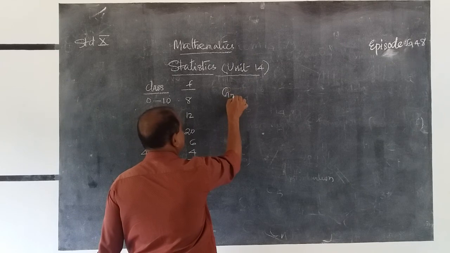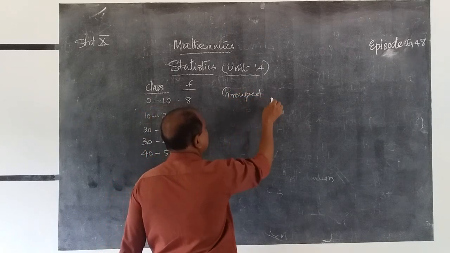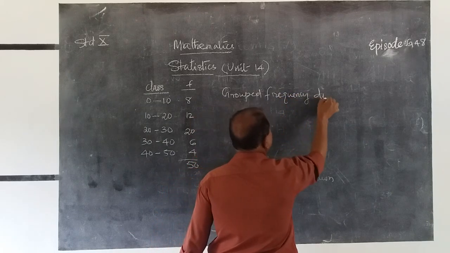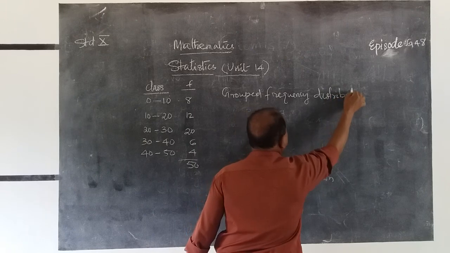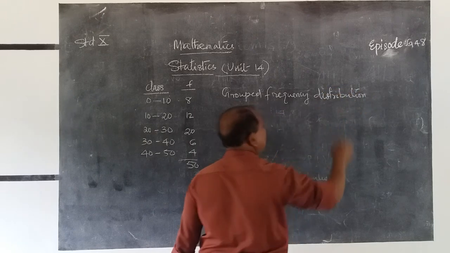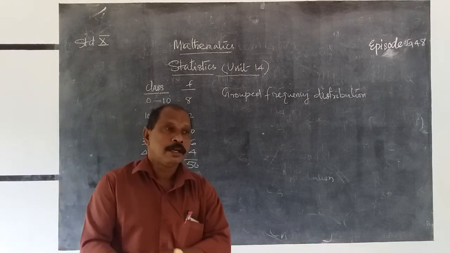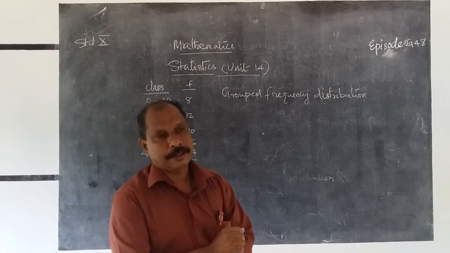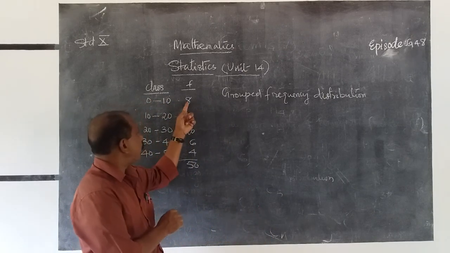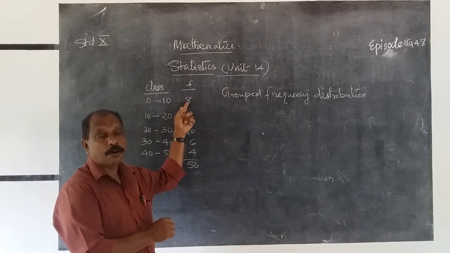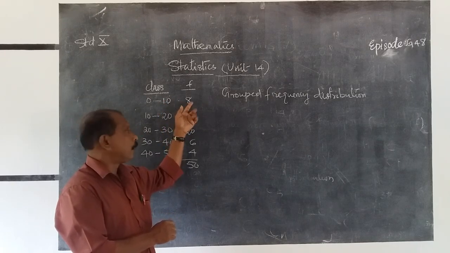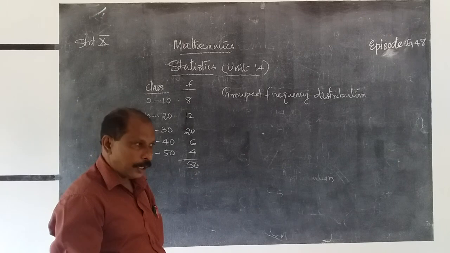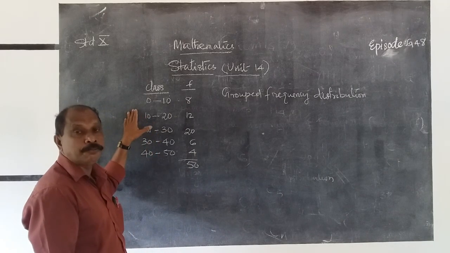It is grouped frequency distribution. That means we can convert all the numerical values into classes. Then the frequency of any class is the number of items of that class. Therefore, the total number of items is 50, but it belongs to classes. Then this is known as grouped frequency distribution.